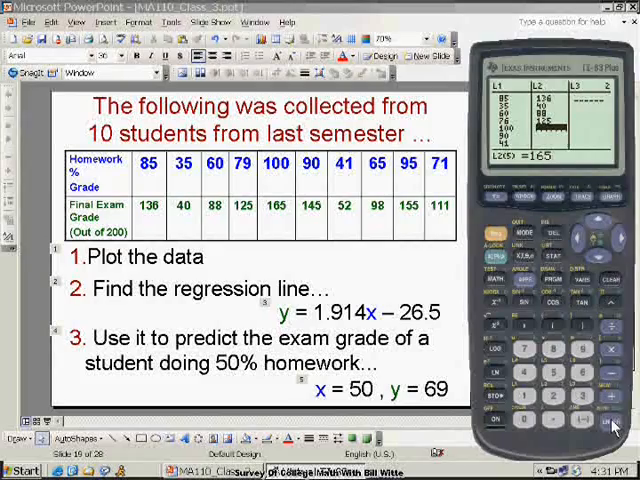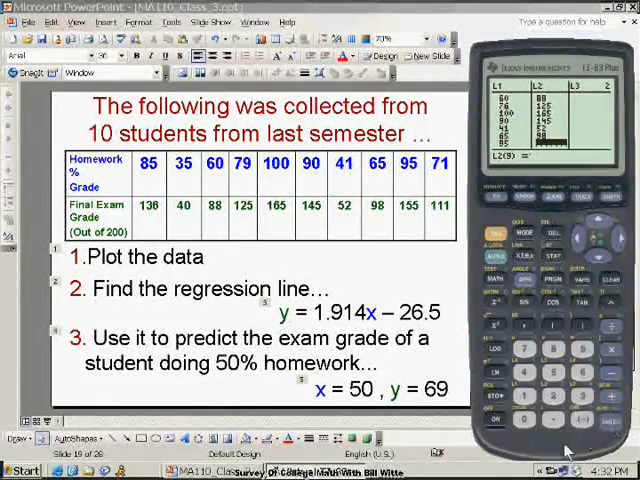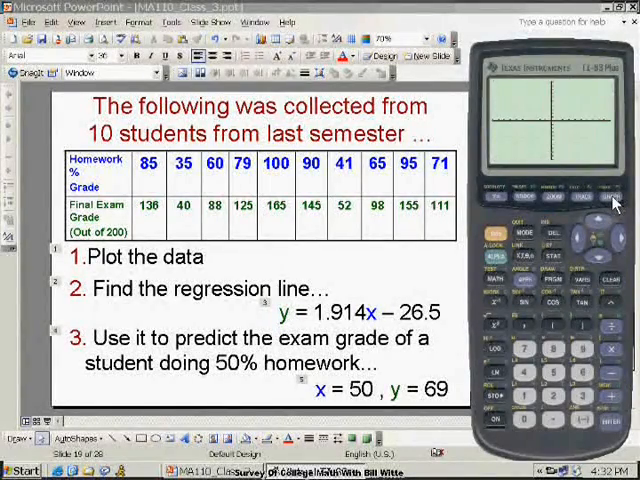165, enter. Now these are exam grades out of 200, okay. 145, enter. 52, enter. That person didn't do their homework. 98, enter. 155, enter. And 111, which should be right next to a 71, if you did it right, enter. Now we've got the data in. Let's graph it, make sure that we can see it.